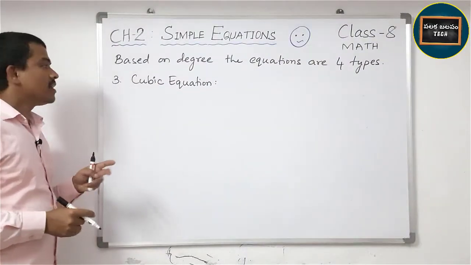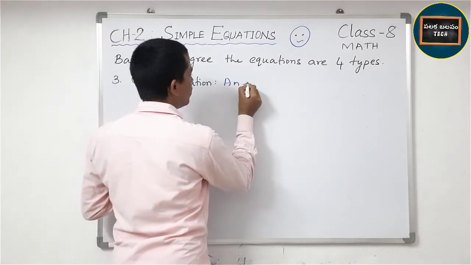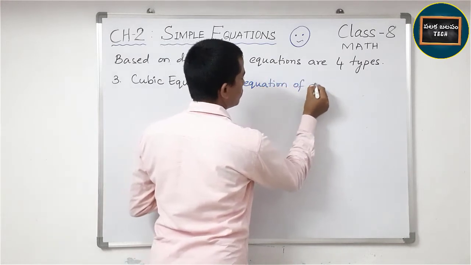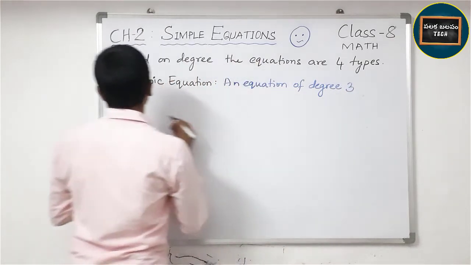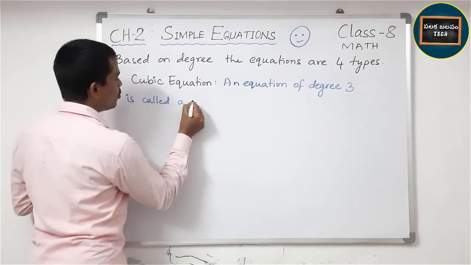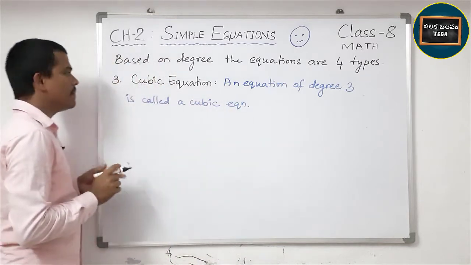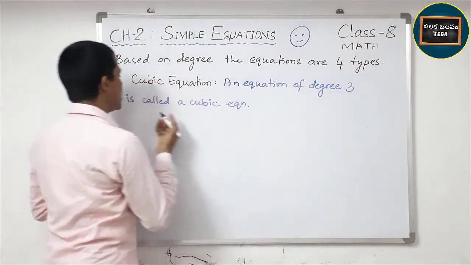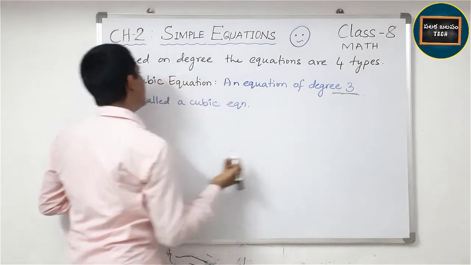Now let us see the third one, cubic equation. An equation of degree 3 is called a cubic equation. Simple. Cube means 3. So an equation of degree 3 is called a cubic equation. The degree of the equation must be 3. Then only it is called a cubic equation.